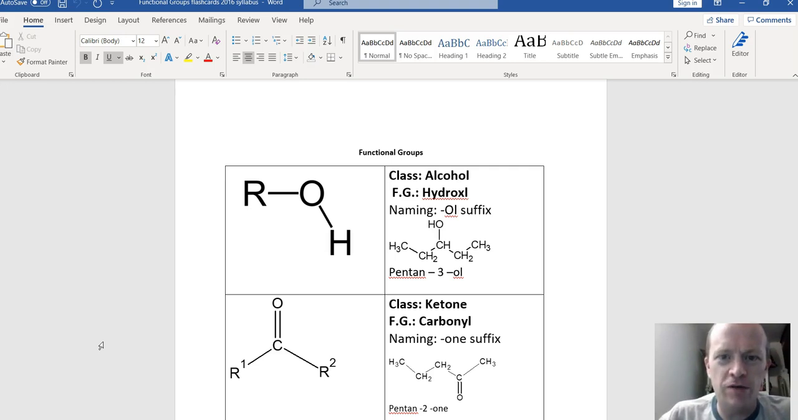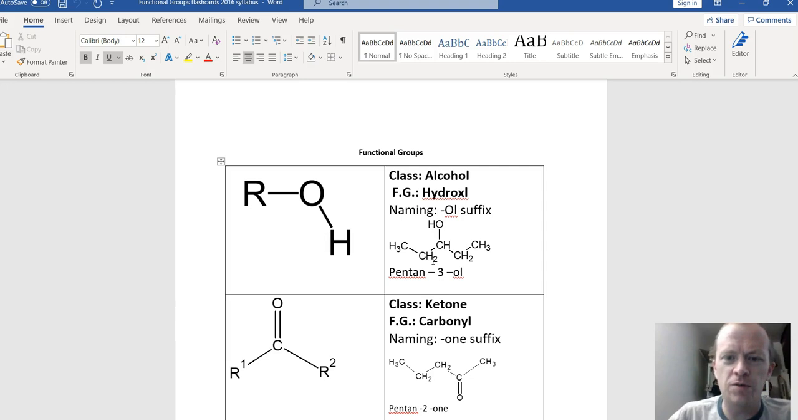In this video we are going to learn to name alcohols and carboxylic acids. So you see here the set of functional group flashcards that we made already. First of all, starting with the alcohol, we have the OH attached to some number of carbon atoms. So the class is called alcohol. Specifically, this functional group is called hydroxyl. Make sure you know those things and make the distinction.